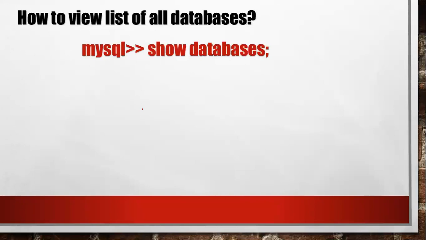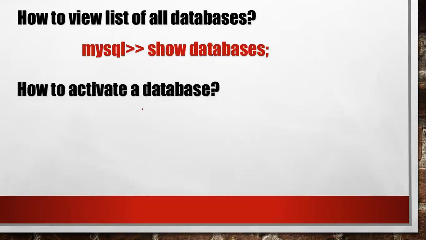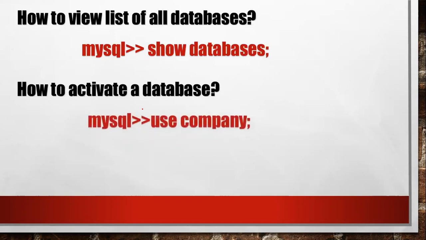Now the next query is how to activate a database. As you have created a database, that's okay. So only a blank database is created. Now I want to work in that database. I want to create tables in that database. So before working on that database, we have to first activate it. And how are we going to activate it? The command for activating is that you have to write use, and then suppose we want to activate our company database, so we simply write the name of the database.